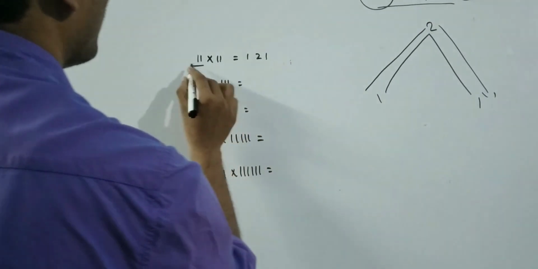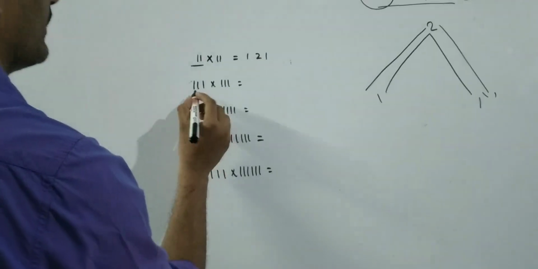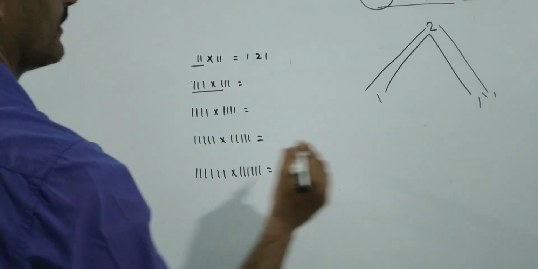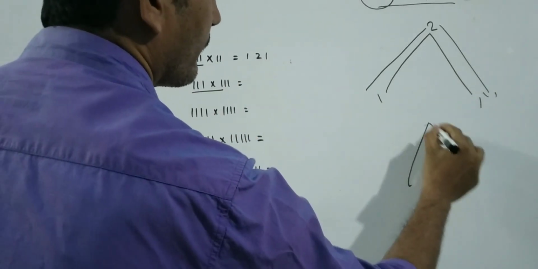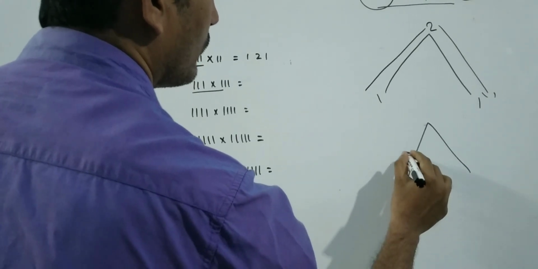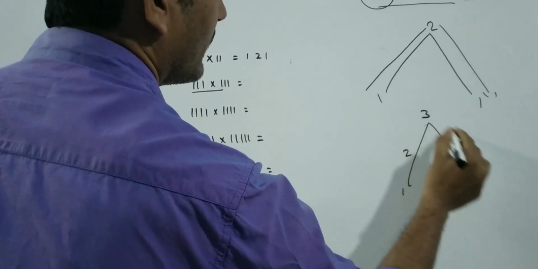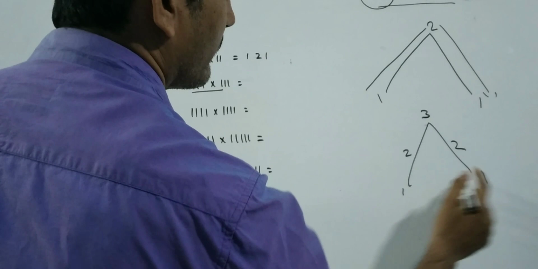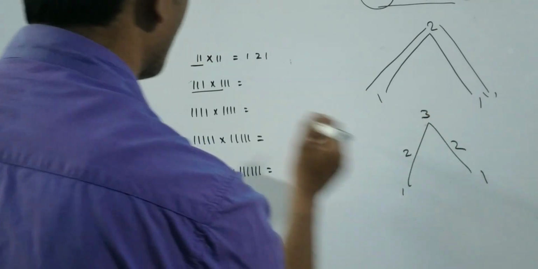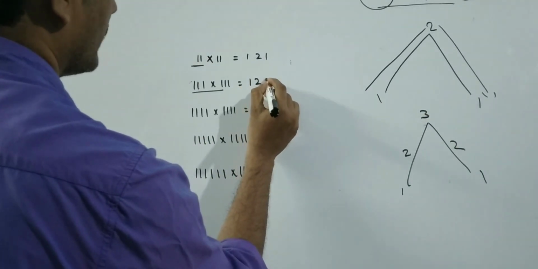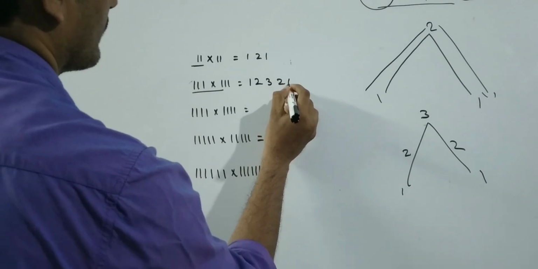So 1 to 1, 11. 11 is how much? 1 to 1. Again this one. Here 3 are there. Then 1, 2, 3, 2, 1. See friends, 1, 2, 3. 3 to 1. That means 1, 2, 3, 2, 1.